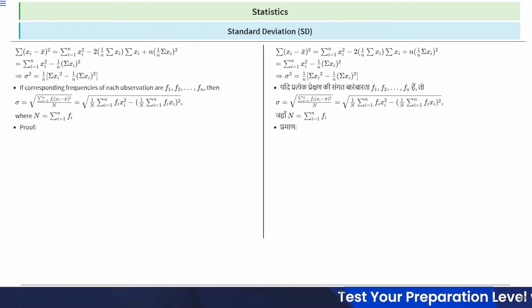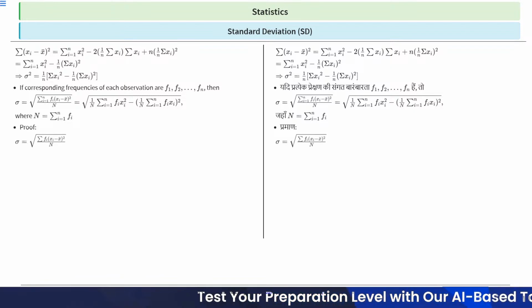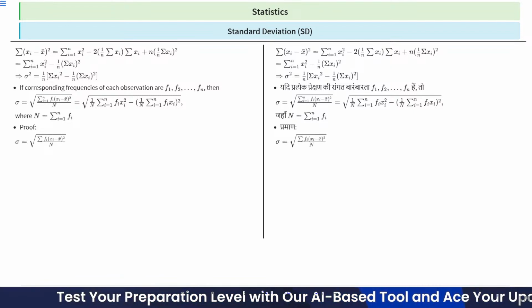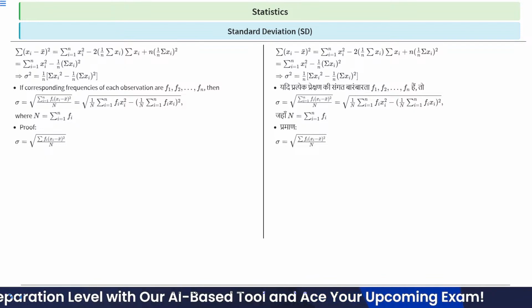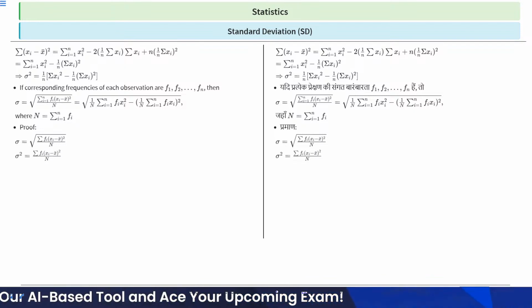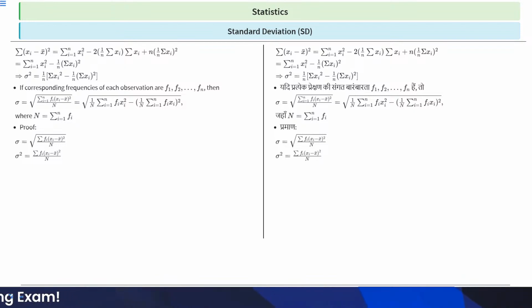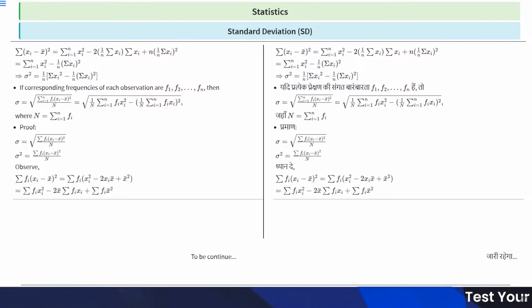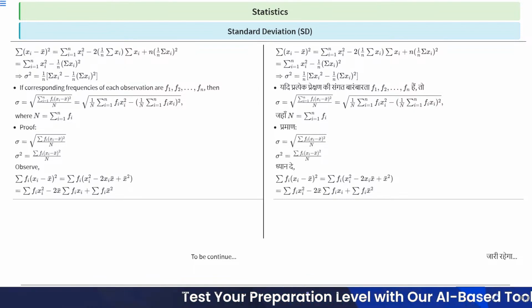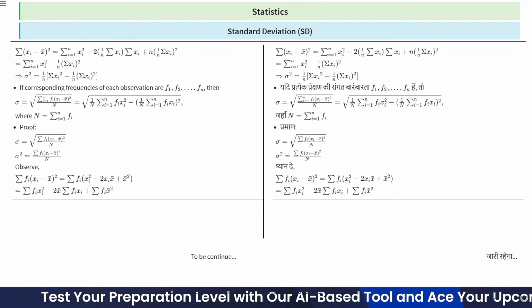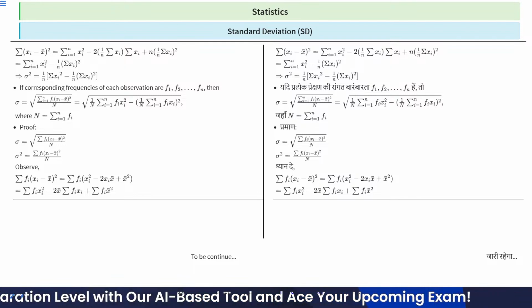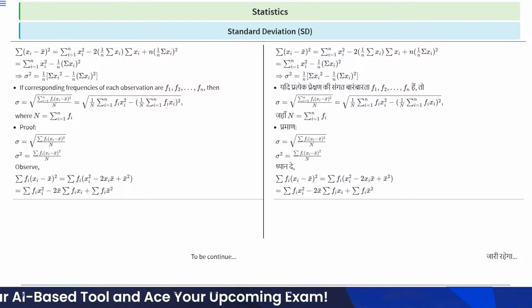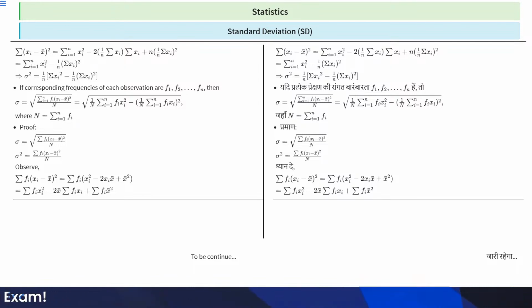You can see the proof of this. Sigma is equal to root over summation of fi into (xi minus x bar) square upon n. So we can observe that summation of fi into (xi minus x bar) whole square is equal to summation of fi into (xi square minus 2 xi x bar plus x bar square), which is equal to summation of fi xi square minus 2 x bar summation of fi xi plus summation of fi x bar square. Got it?